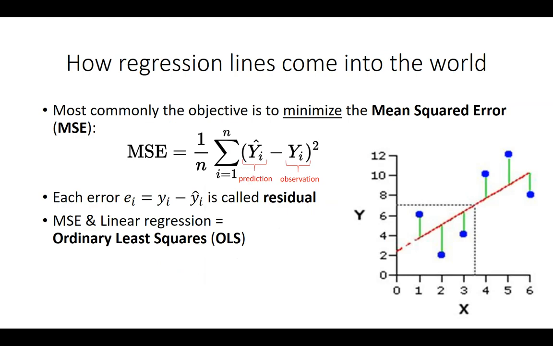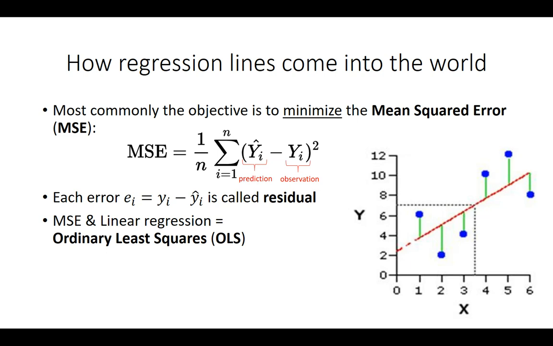So let's try to give a little bit of mathematical intuition and background about what these regression lines mean and how they come about. So the way they are built is through the process of trying to minimize what is most commonly used, the mean squared error, or in short, MSE, which is the formula that you see here.